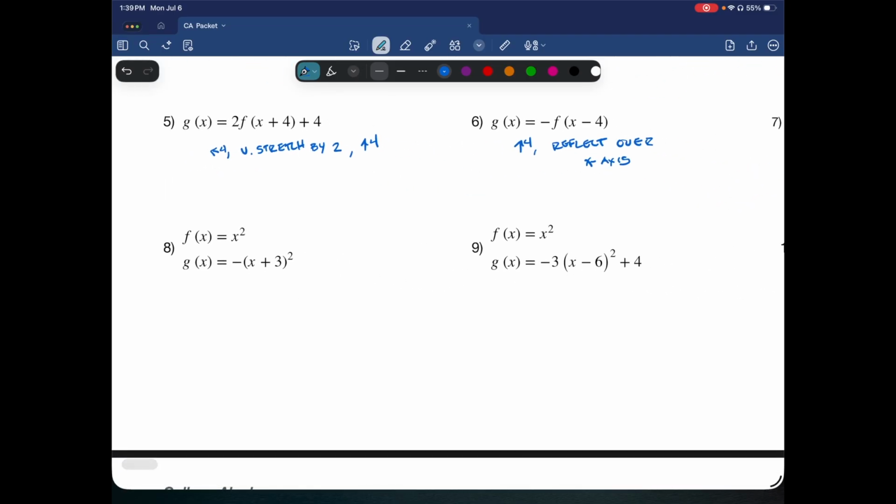Numbers 8, 9, and 10 are the same thing, but they give you the original function, the parent function, and then the transformation. So f of x is still my parent function, just like it was before, but now it's listed. To go from f to g, here I got a negative on the outside and a plus 3 on the inside. So that's going to be left 3. And then the negative is outside, so it's going to be reflect over the x-axis.